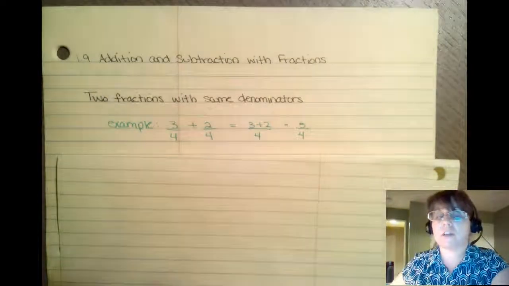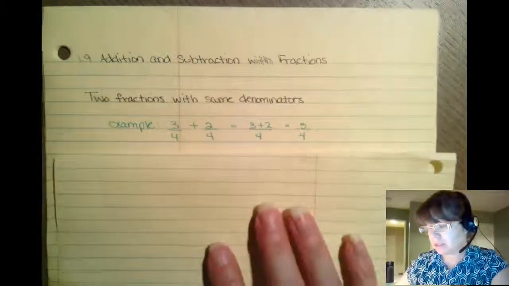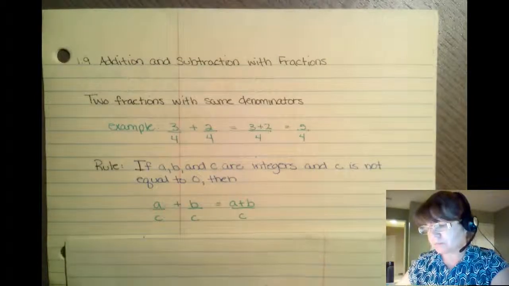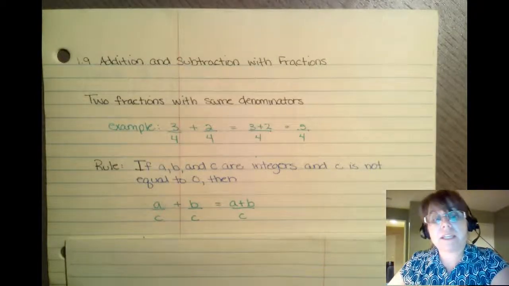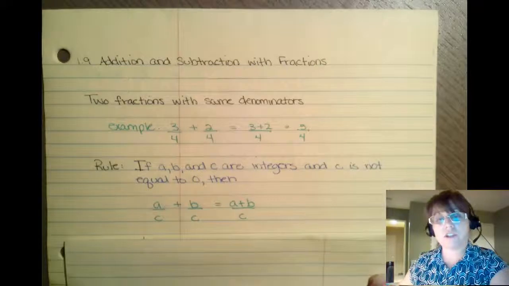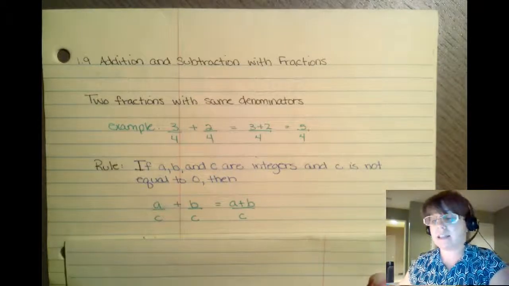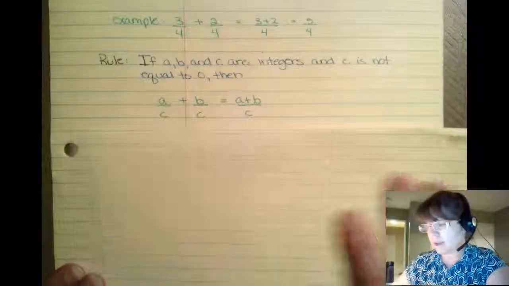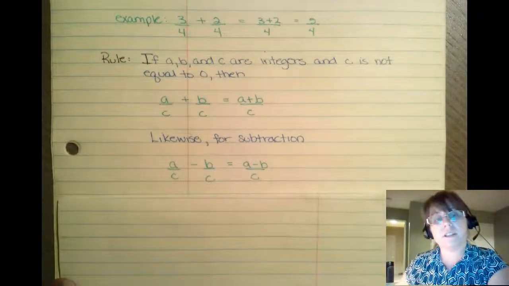But if it doesn't have the same denominator, there's some steps that we need to do. So here's our rule. If A and B and C are integers and C is not equal to 0, then to add fractions, A over C plus B over C will equal (A plus B) over C. So just adding the numerators as long as the denominators are exactly the same. Likewise with subtraction. So A over C minus B over C equals (A minus B) all over C.